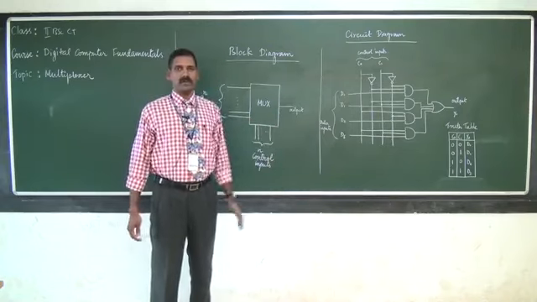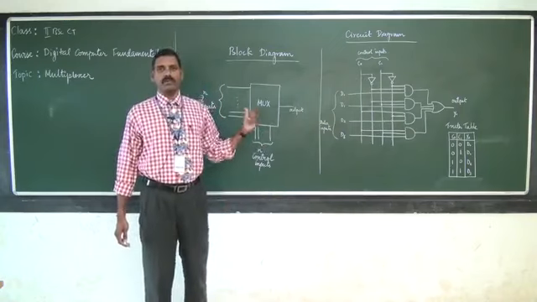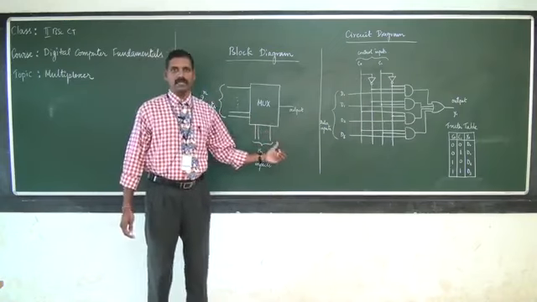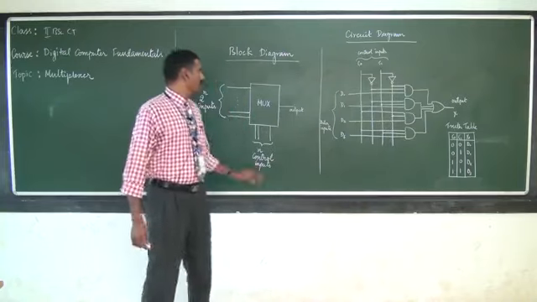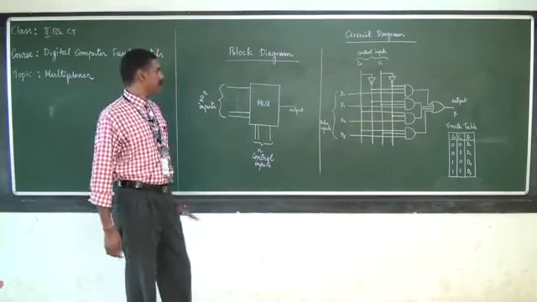What is the function of multiplexer? Multiplexer selects one of the inputs present at its input terminals and transfers it into output. This is the block diagram of a multiplexer.